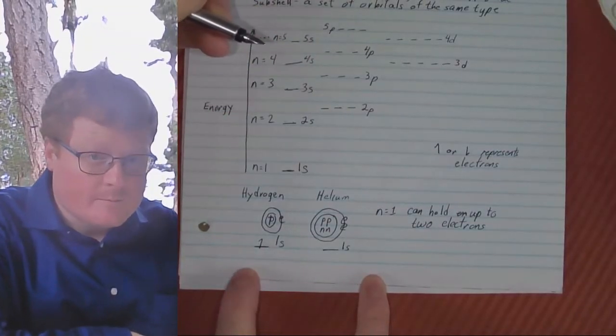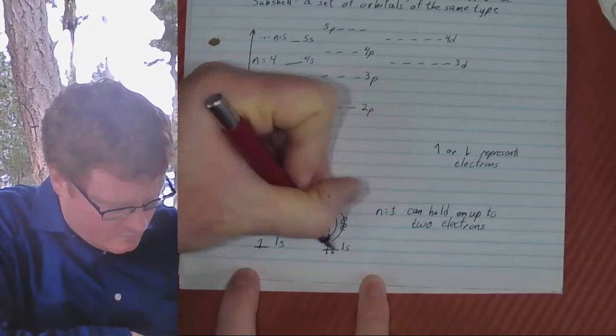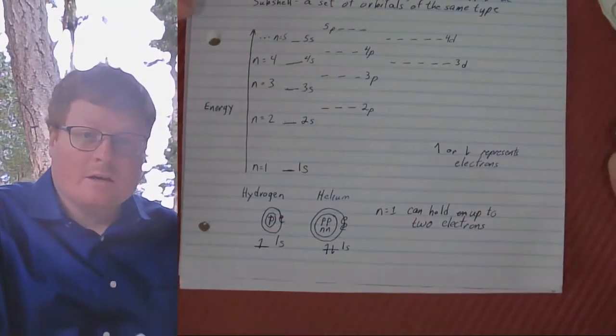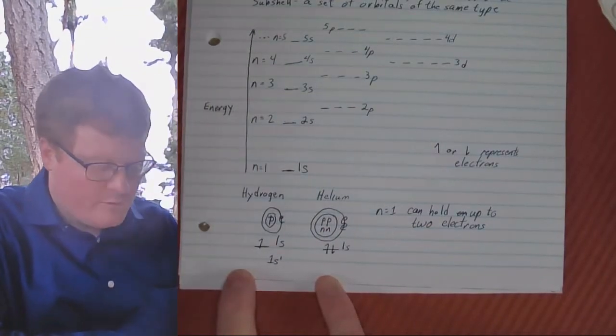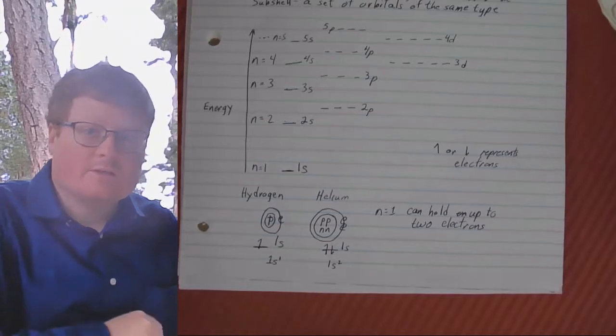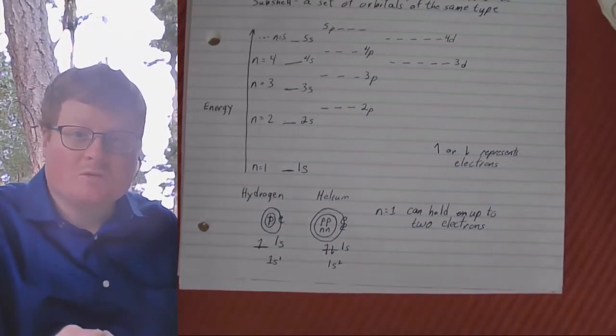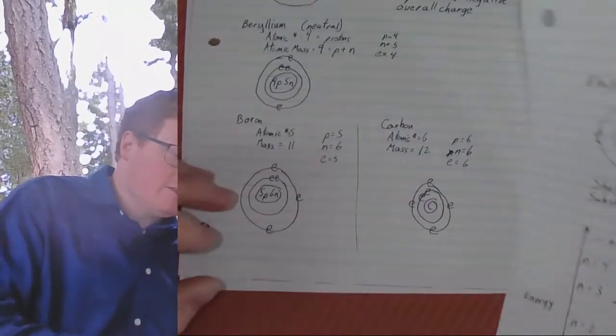How many electrons in helium? 2. 1, 2. Now, you don't have to always draw this. You can say that you have a 1s with 1 electron. Here you have a 1s with 2 electrons. You represent the number of electrons as a superscript next to the orbital and subshell you're working with. Let's look at the other sheet.